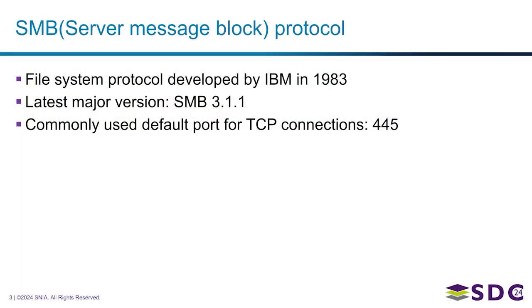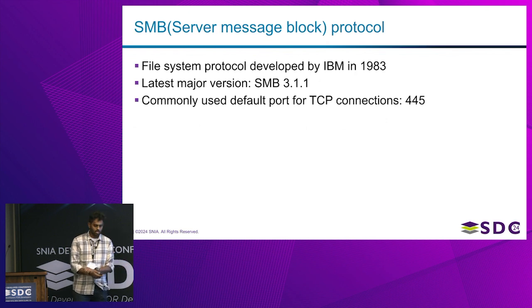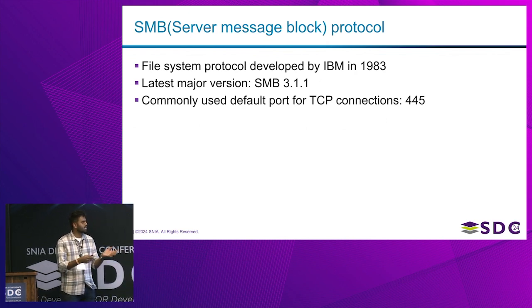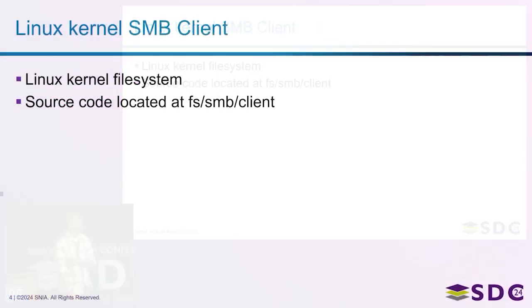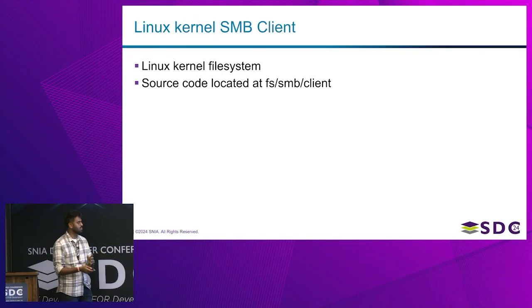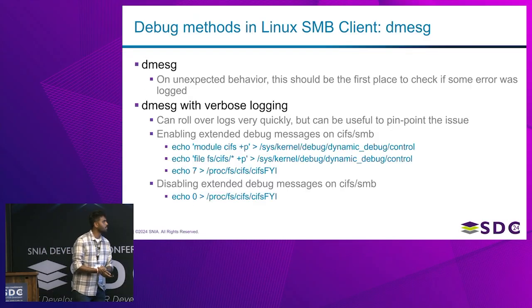Let's talk about the SMB protocol. SMB protocol was developed by IBM in 1983, and the latest major version is 3.1.1. By default, we use port 445 as the common default for TCP connections. The Linux client is located in the Linux kernel, and the source code is under fs/smb/client. There is another folder under smb which is common, and it is shared between KSMBD and the Linux client.